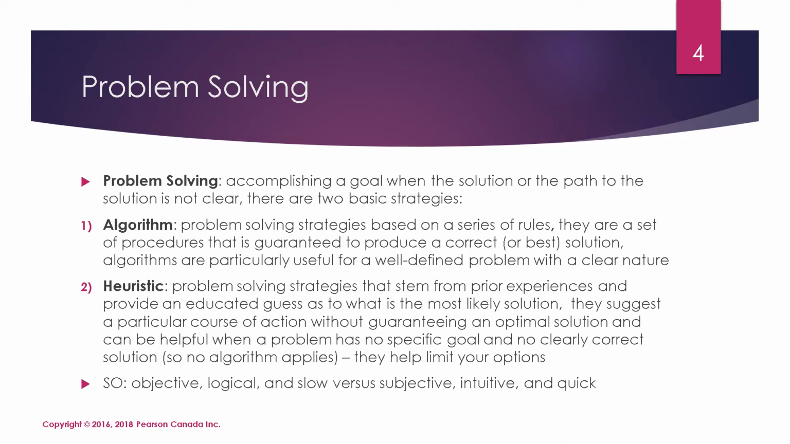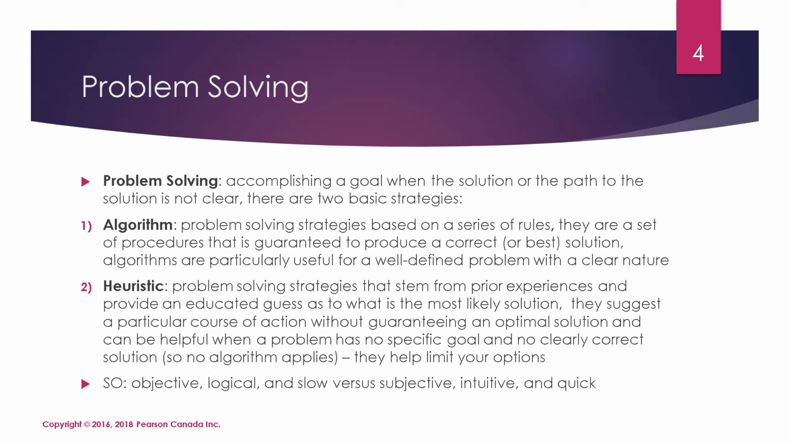Heuristics, on the other hand, are problem-solving strategies that stem from prior experience. They provide an educated guess as to what the most likely solution is. So they suggest what might be a good option, but they don't guarantee that it is the optimal solution. They can be helpful when a problem has no specific goal and no clearly correct solution, so you can't really use an algorithm to methodically find the answer. And so they're often used to help you limit your options.